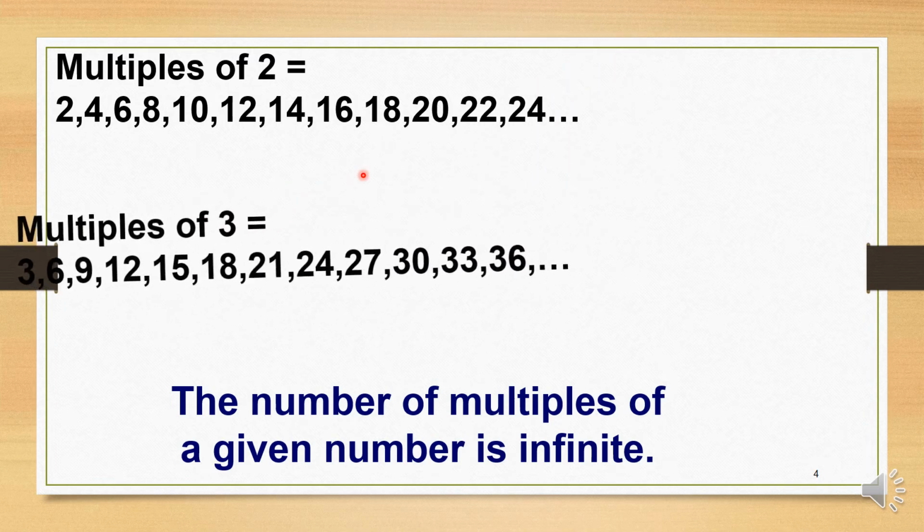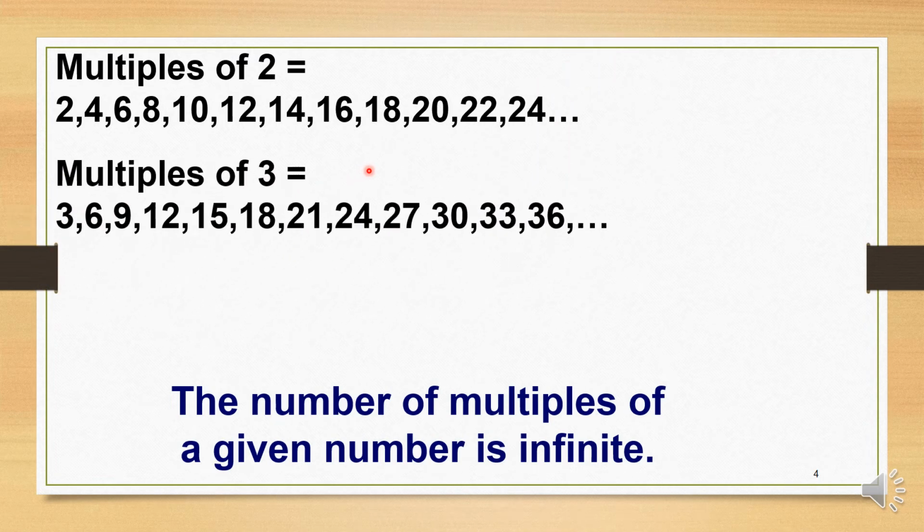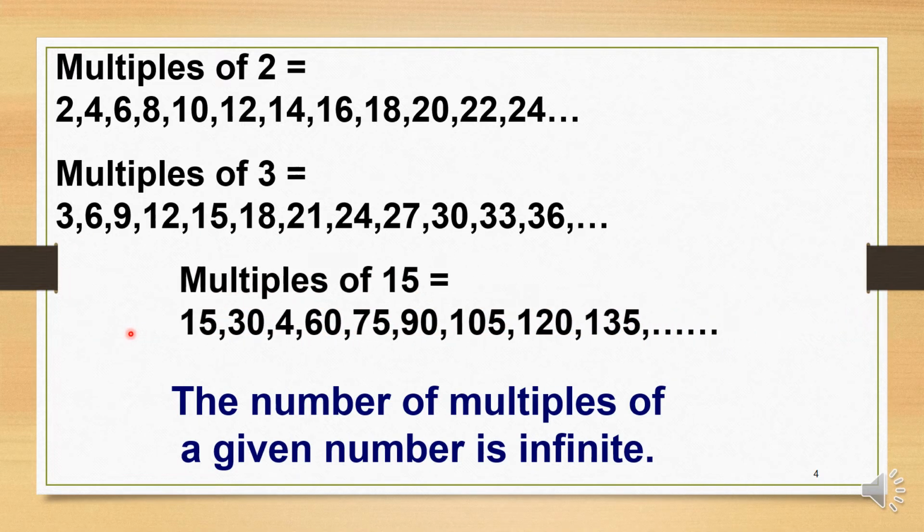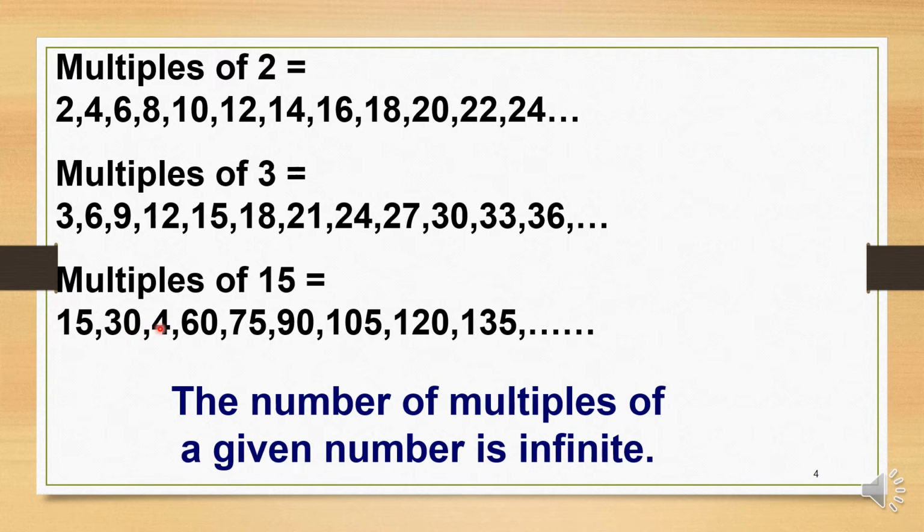Multiples of 3 are 3, 6, 9, 12, 15, and so on. And some multiples of 15 would be 15, 30, 45, 60, 75, and so on. So the number of multiples of a given number is infinite.